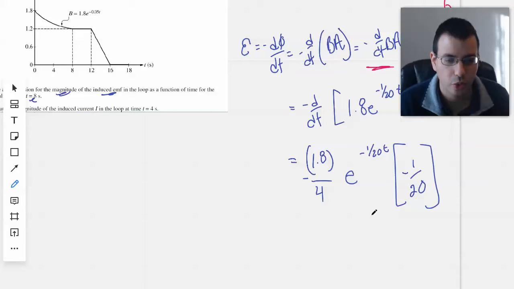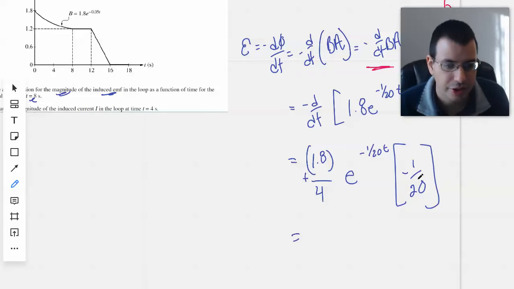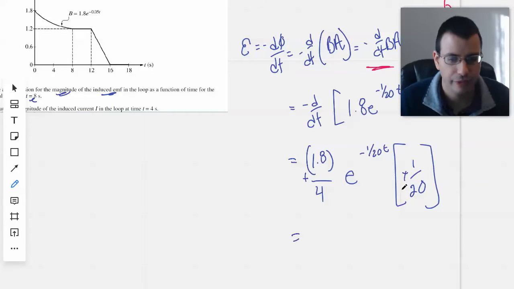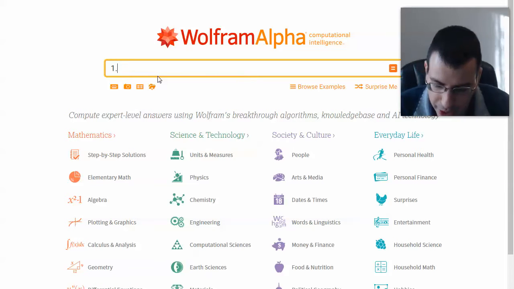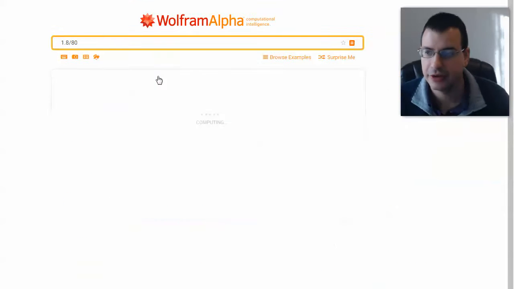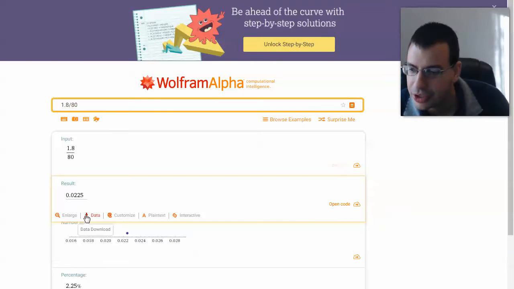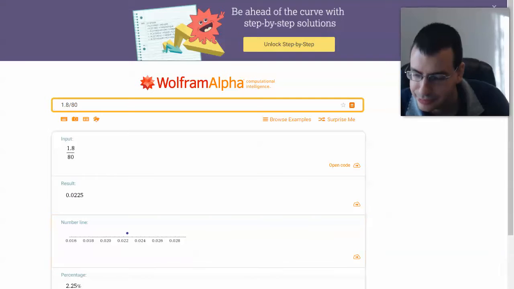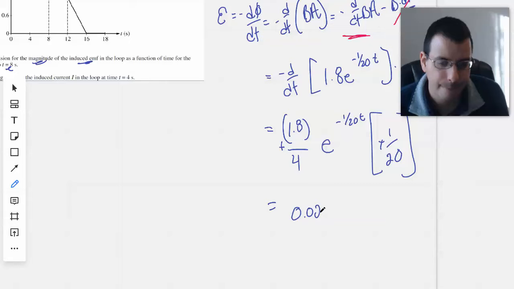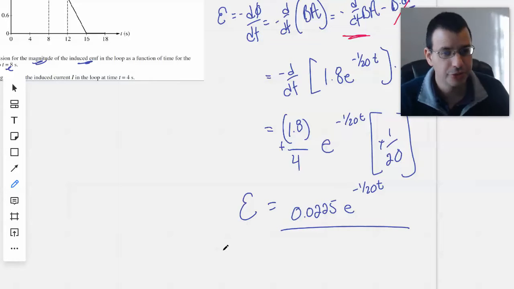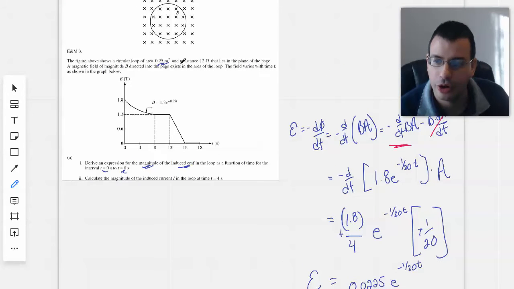Okay, rewriting this one more time. Let's go over to Wolfram. 1.8 divided by 80, and that's 0.0225. I don't like 0.0225. I was hoping for something a little bit cleaner. So this will be the induced EMF for the loop based on the changing magnetic field.